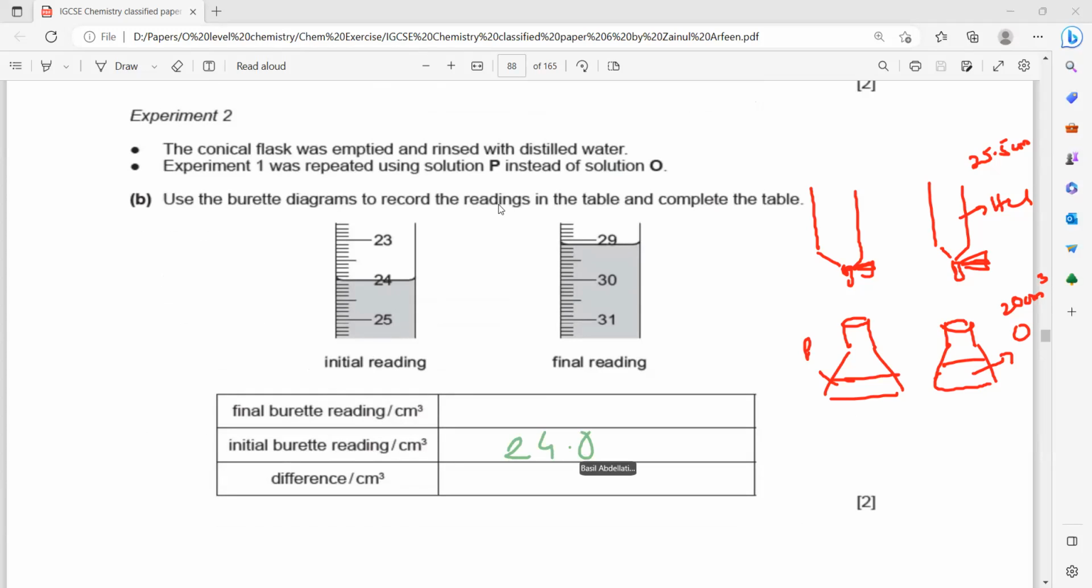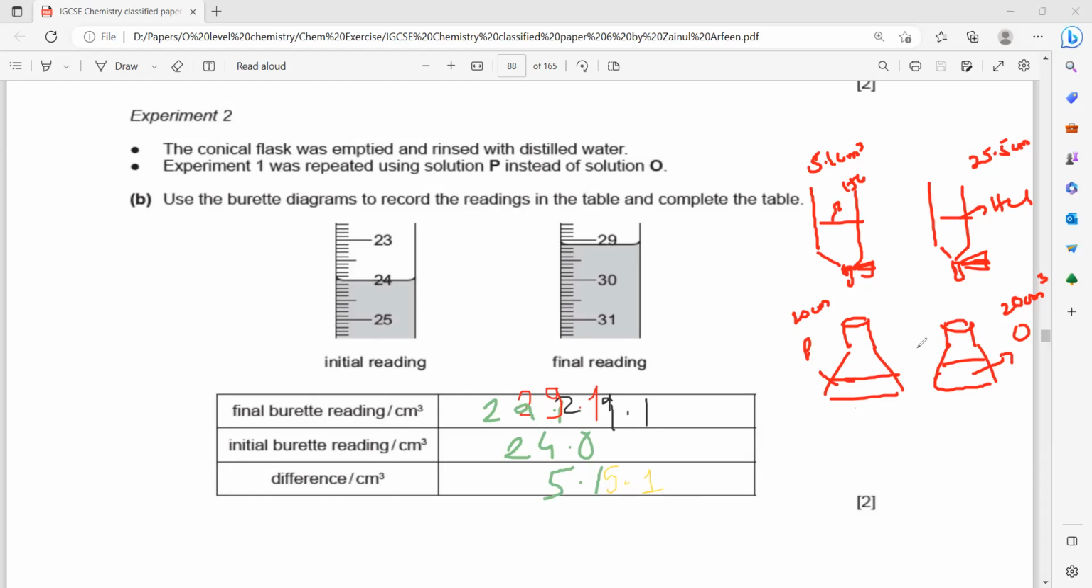So the initial is 24.0 and the final is 29.1. And what is the difference? So 5.1. So the same HCl, 5.1 cm³. Can you identify which solution, P or O? Because the same HCl was used in both experiments, for P we needed only 5.1 cm³, whereas 20 cm³ of O required 25.5 cm³ of HCl.